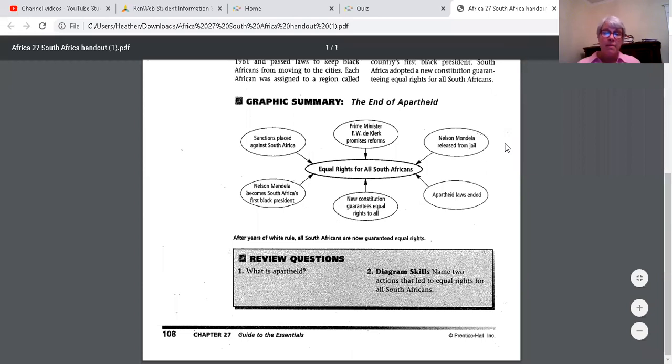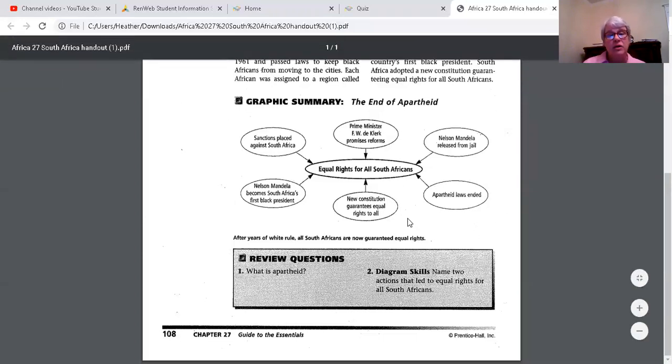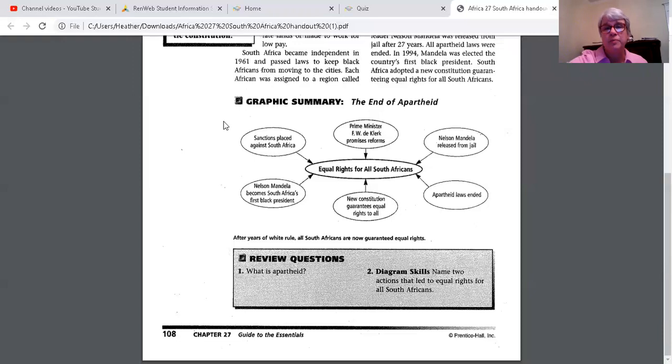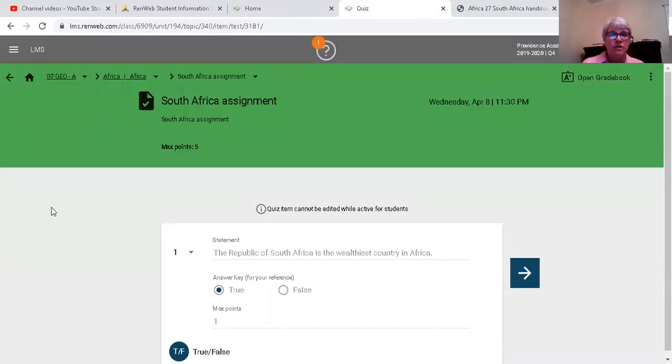So I know that somebody in one of the two classes, there was a diagram question that said, using the diagram, name 2 actions that led to equal rights for South Africans. And the question on the wall was, I don't know what diagram you're talking about. Well, this right here is that diagram, okay? So the handout is there to help you, and I want you to take advantage of that. So let me go back to the wall.